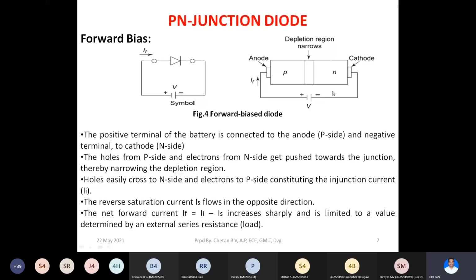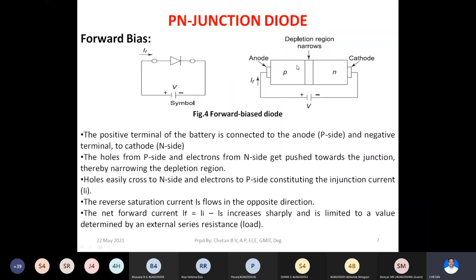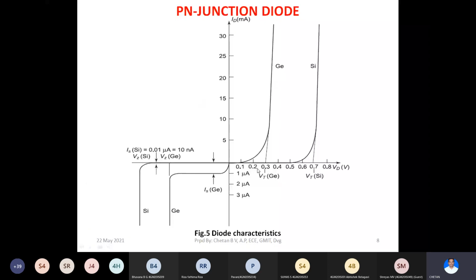What is I_D? I_D is the current which flows through the diode when it is forward biased. In case of forward biased condition, I_D will be equal to I_F. In this forward characteristic, you can see I_D will vary in terms of milliampere, and voltage V_D will be in terms of volt.